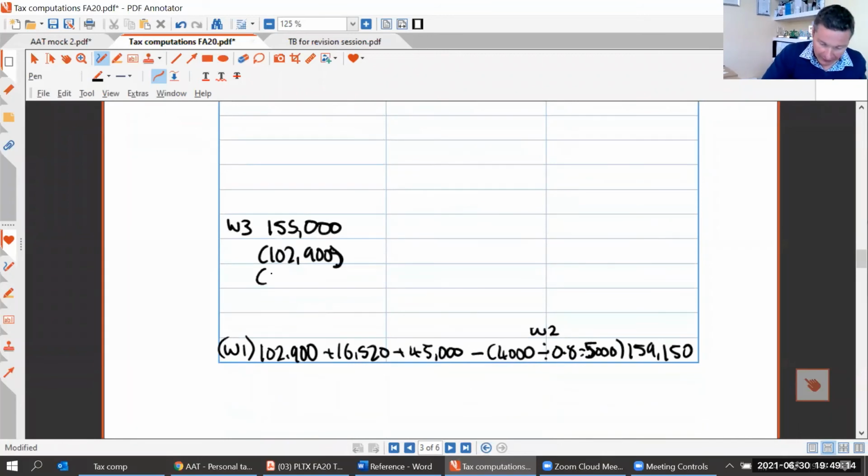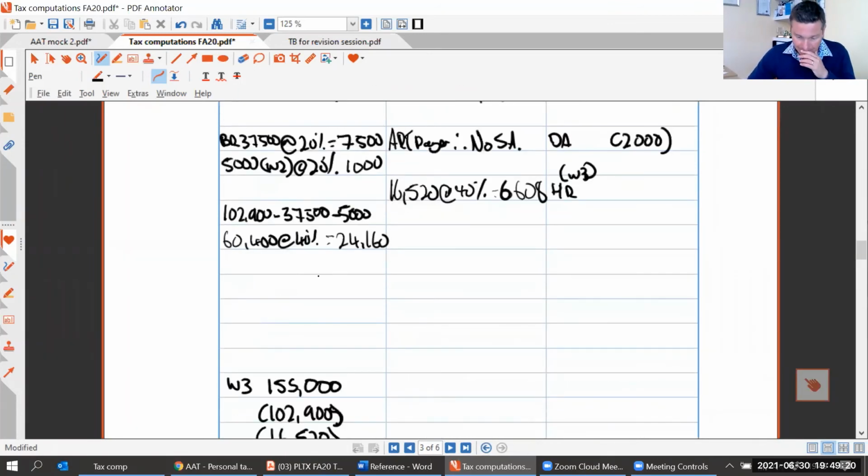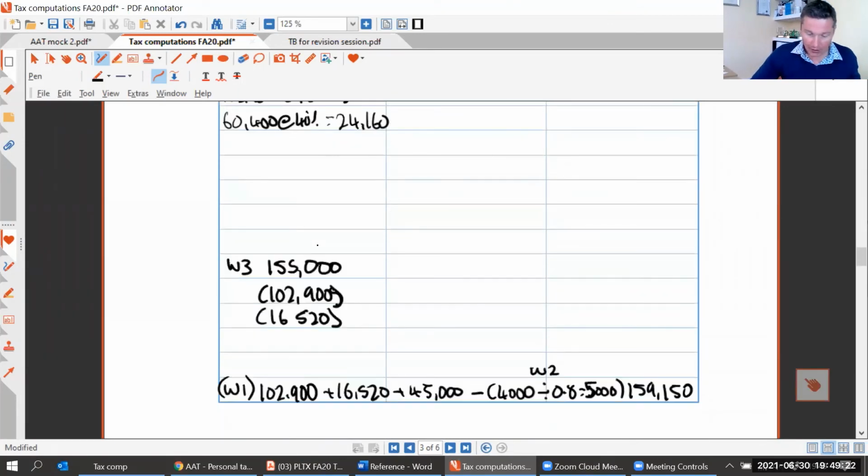We've taxed 16,520, which is our savings income. And then we have taxed £2,000 of dividends covered by the dividend allowance. So this is the point I'm trying to stress: these figures, the savings allowance, are taxable, and they're using up the basic rate and higher rate bands. We don't treat them as exempt. They're using up the band.